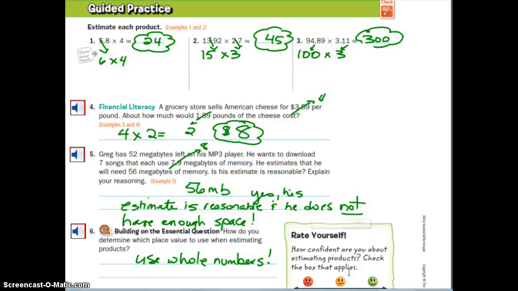And then the last one, we have 7 songs at 7.9 megabytes. Then we're going to round that to 8. 7 times 8 is 56. Yes, it's reasonable, and no, he does not have enough space. When doing estimates, it's all about using the whole numbers.